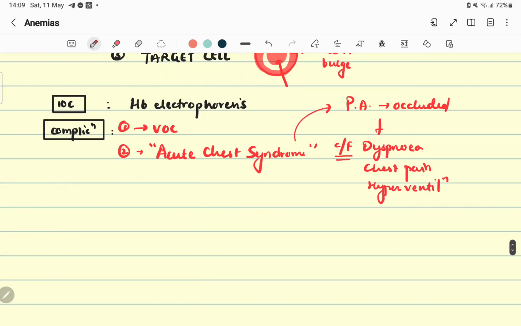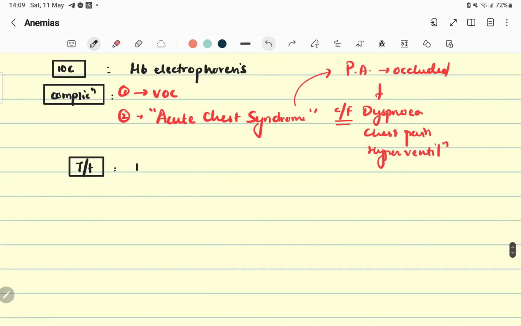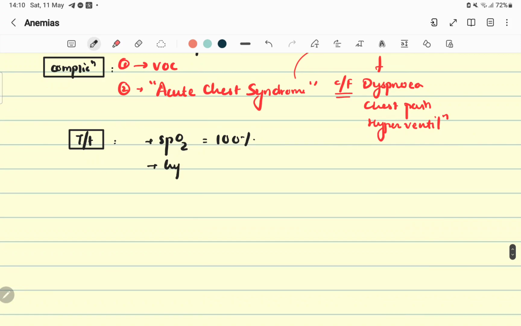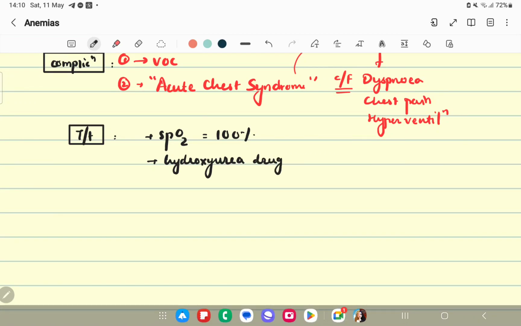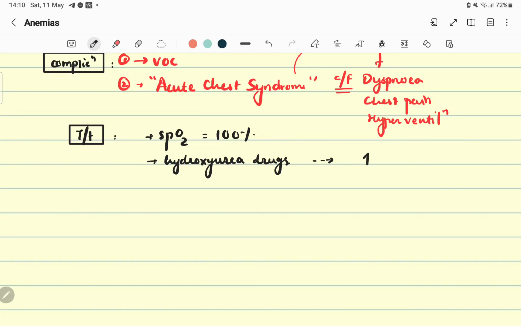How can you treat it? Treatment of acute chest syndrome: you might have guessed you will give oxygen, maintaining oxygen saturation, and you can use drugs like hydroxyurea. This type of drug increases the fetal hemoglobin level. HbF has gamma chains, alpha 2 gamma 2, so it holds more oxygen affinity. It will cause reverse sickling.